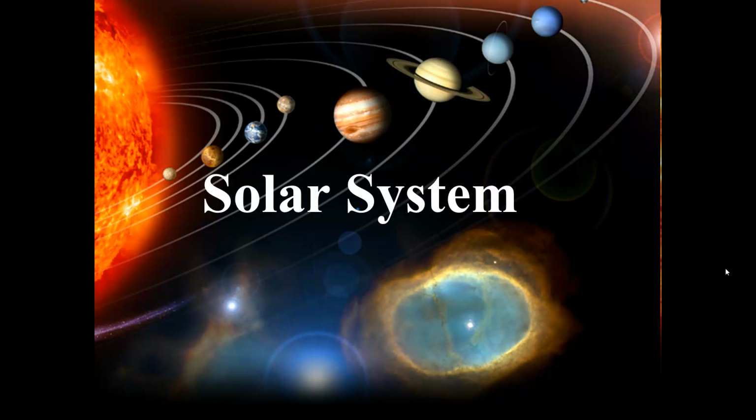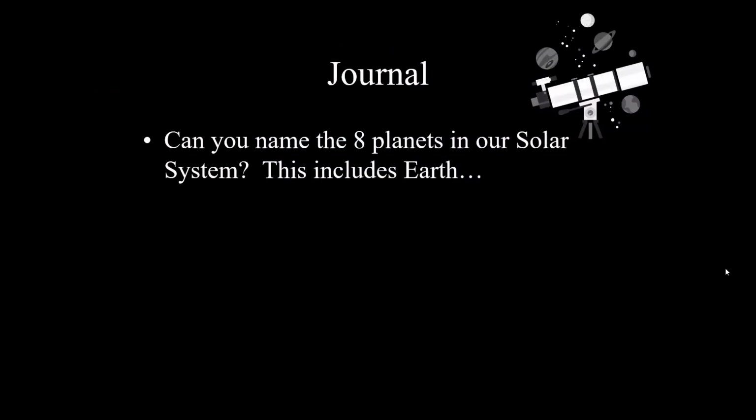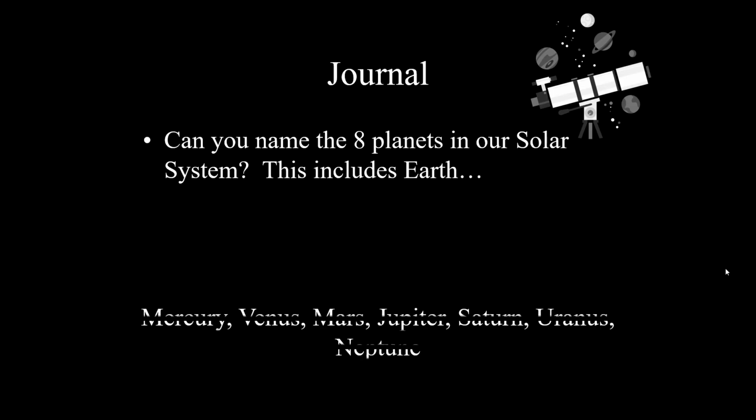Today we're going to learn about the solar system. Can you name all the 8 planets in our solar system? This includes Earth, Mercury, Venus, Mars, Jupiter, Saturn, Uranus, and Neptune. Do you know any ways to remember all 8 planets?